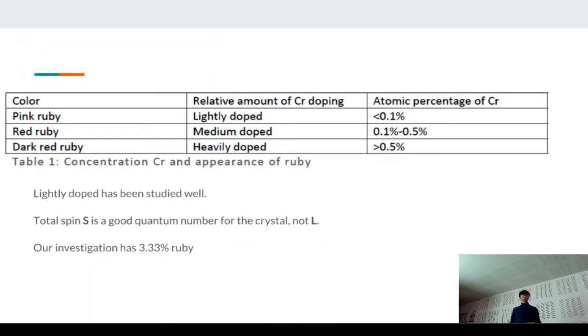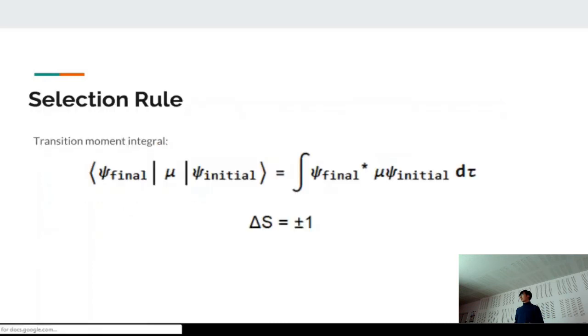Yeah. And also in the same literature, it says that the total spin is a good quantum number to study our optical transition, and not the angular momentum, because it will be quenched by the other atoms in the crystal. And yeah, so if we talk about optical transitions of ruby, we have to talk about the selection rule.